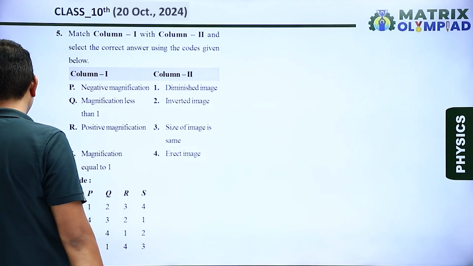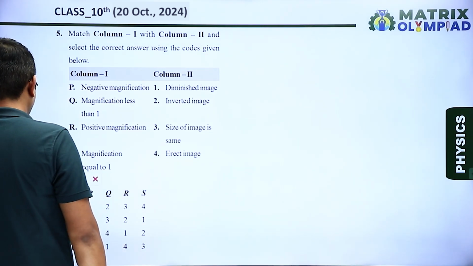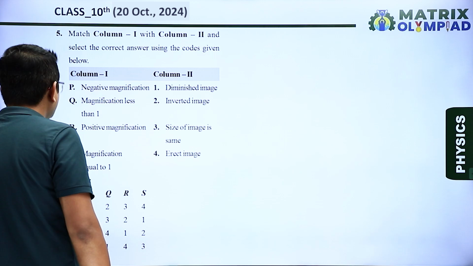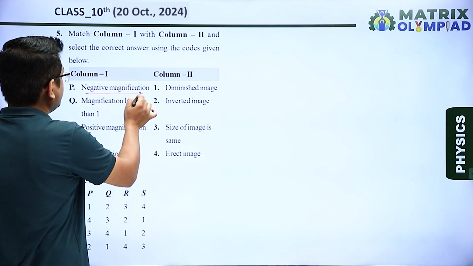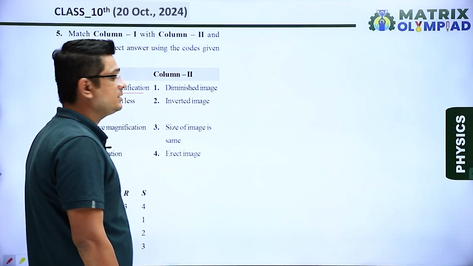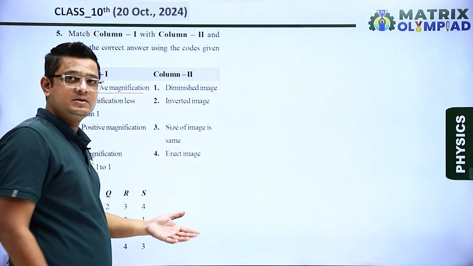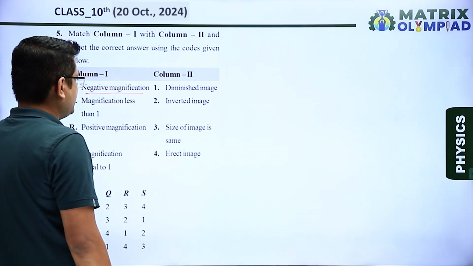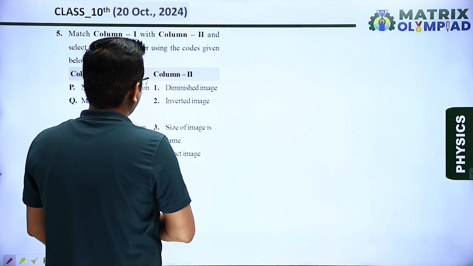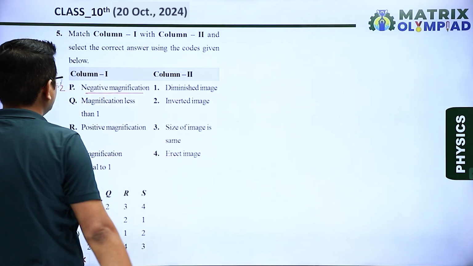Next question, match the following. So let's check. Negative magnification. Negative magnification means the image is inverted and inverted images are always real in nature. So negative magnification means inverted image. So for P I will write 2.